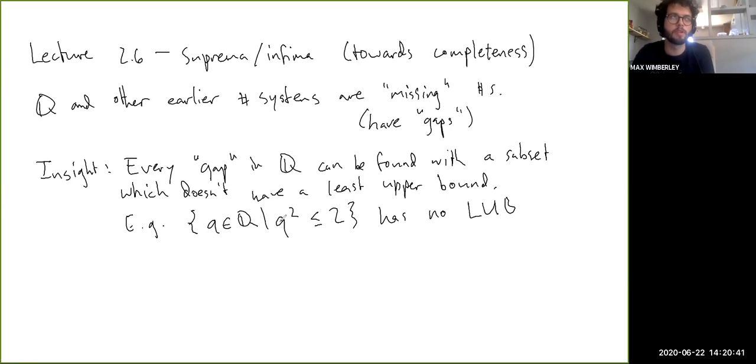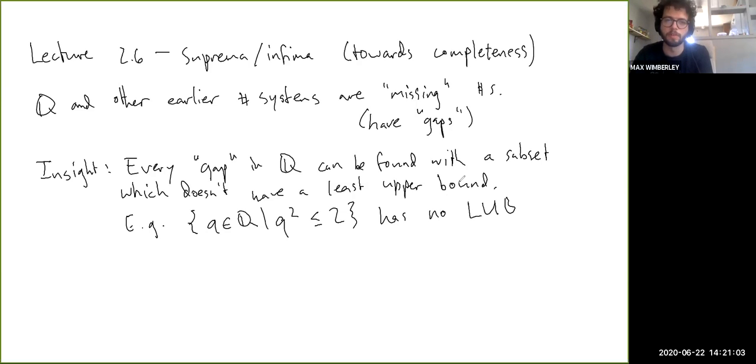So that's an example of a number that's missing, and you can detect it by forming a set whose least upper bound is supposed to be that number, right? So actually, in a sort of abstract, philosophical way, every missing number in Q that should be in R, right?